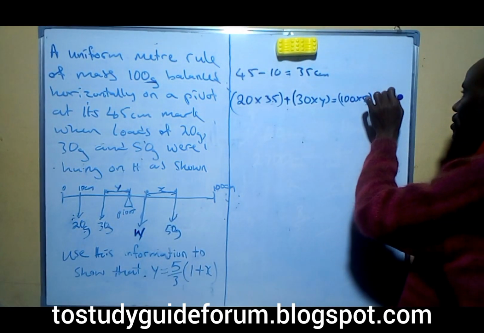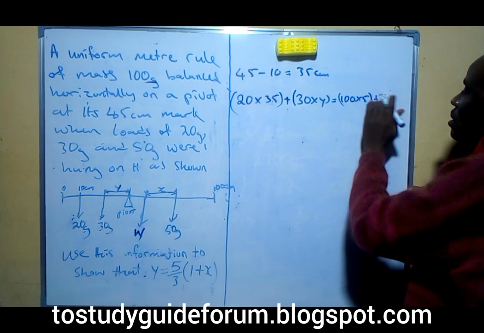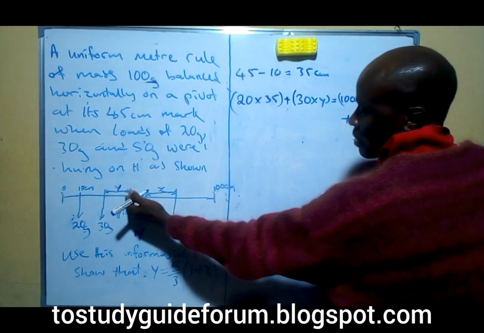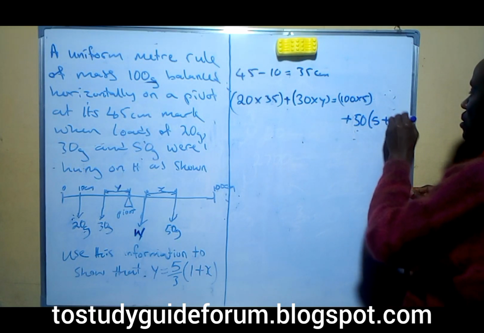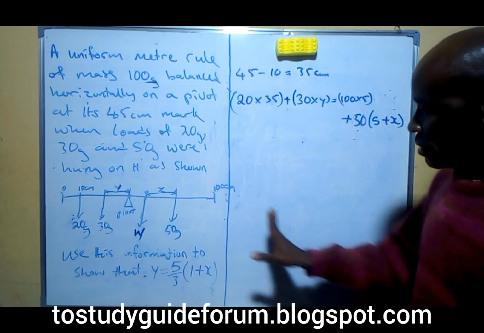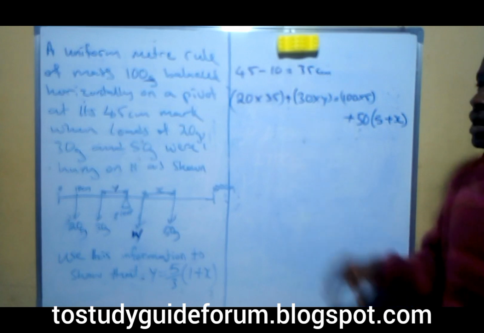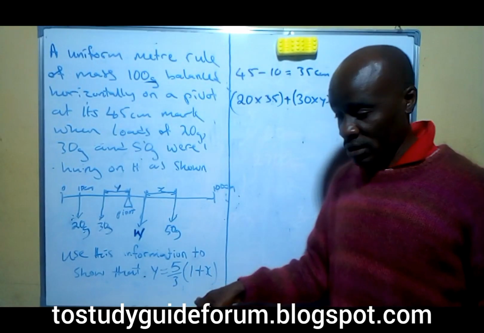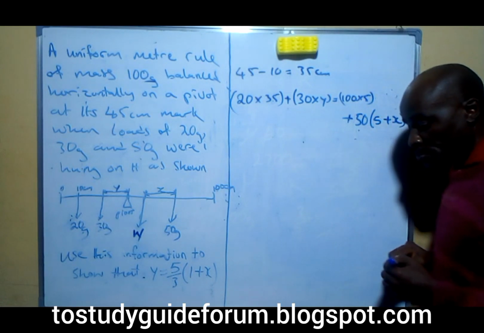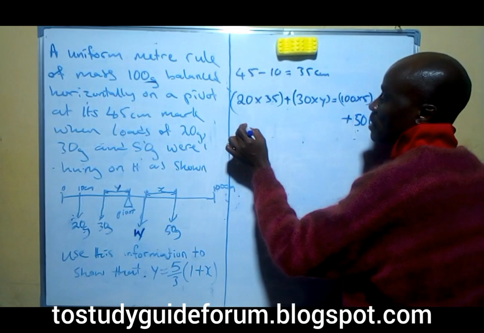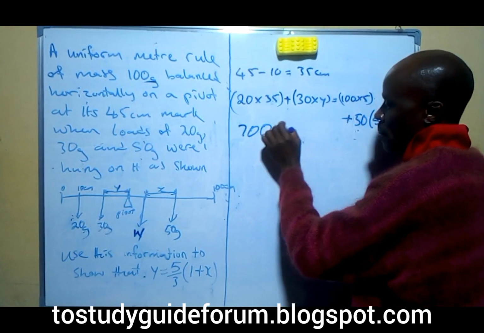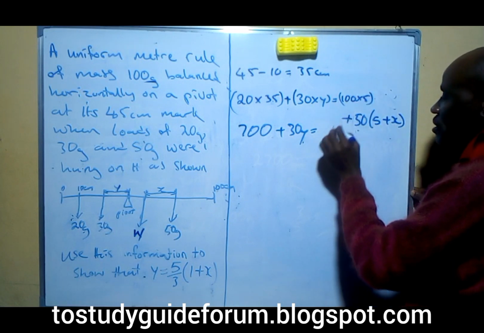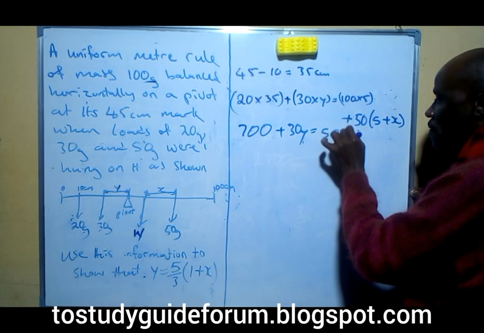So we make it 50 brackets, 5 plus x. So the clockwise moment and the anti-clockwise moment are all we have here, making it balance. Now we are going to resolve all of them to see how we prove this. 20 times 35 will give us 700, plus 30y, equal to 5 times 100, which will give us 500.